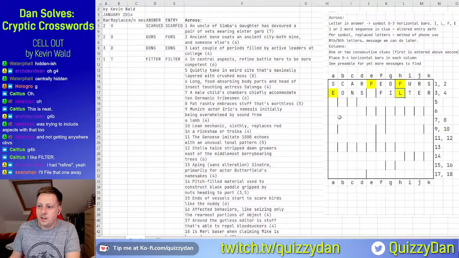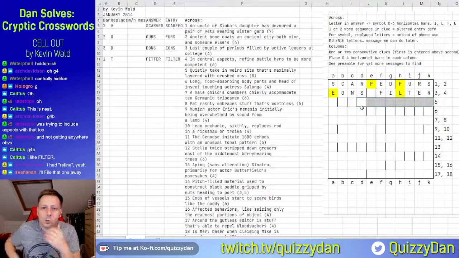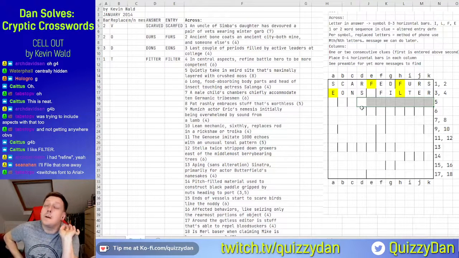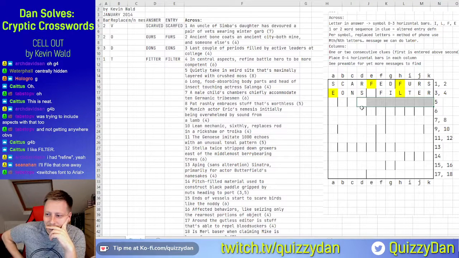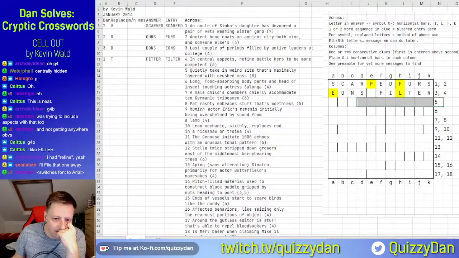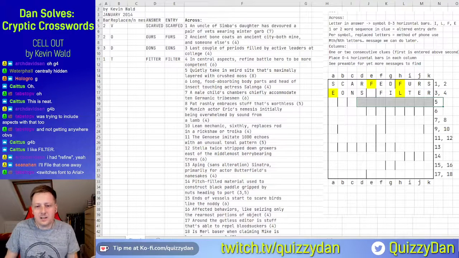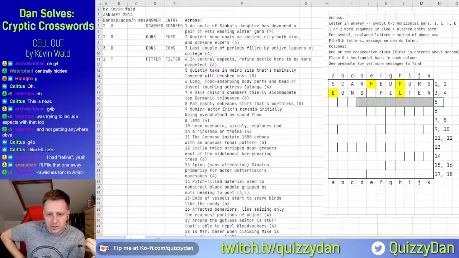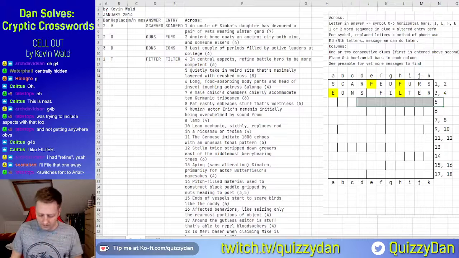There we go. 5 across, quietly taking weird site that's maximally layered with crushed moss. I can't do that. Tab stop. That will make my teeth hurt. So we have these. Don't want you to highlight one in white. There we are. Quietly taking weird site that's maximally layered with crushed moss. Anagram of moss and site. Something most. Mossiest. Quietly is... I do beg your pardon. This must be fizzy coffee.